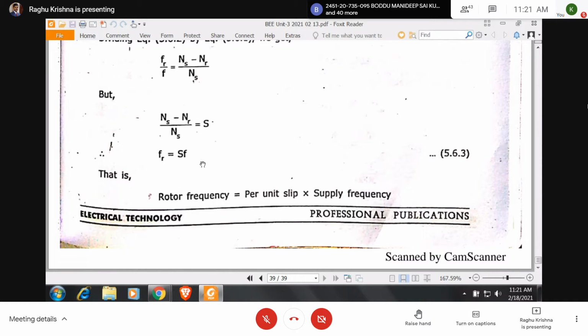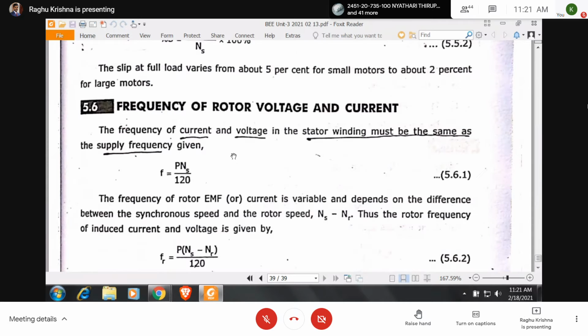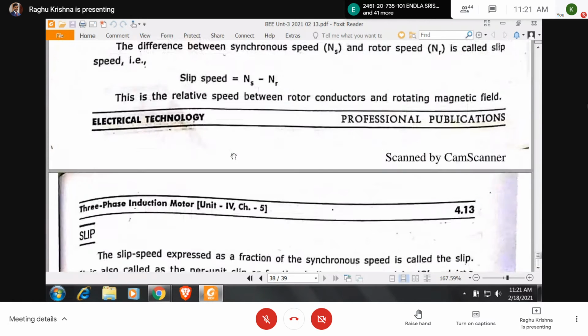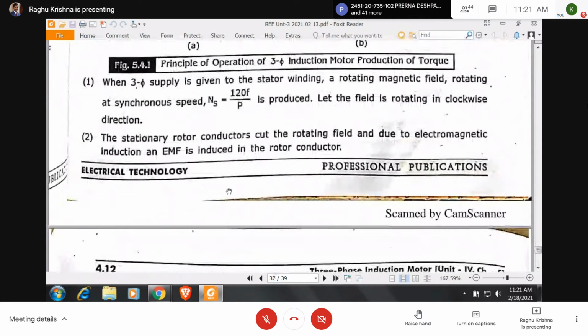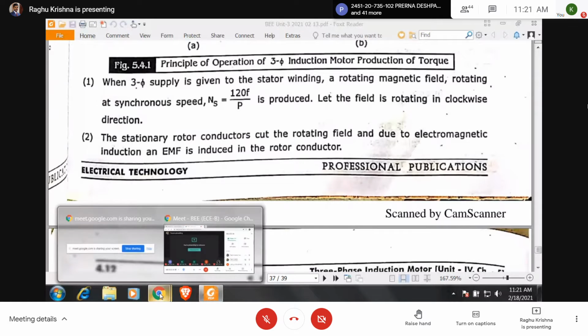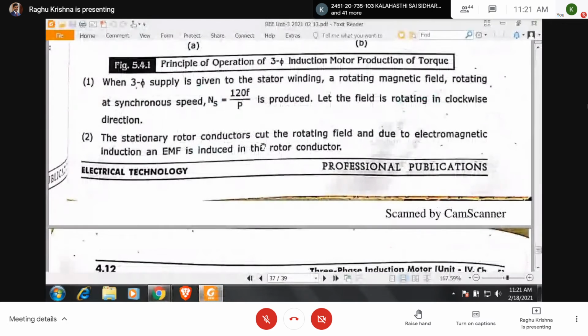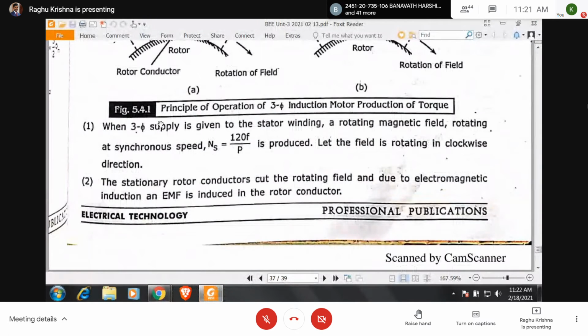So this is about the third unit. So third unit is about transformers and three-phase induction motors. So once again I am going to explain the working of a three-phase induction motor. See here. Are you able to see the screen? Okay. So working of the three-phase induction motor.